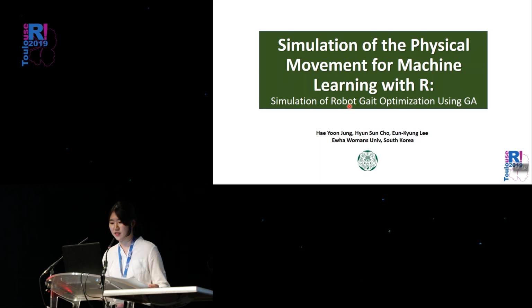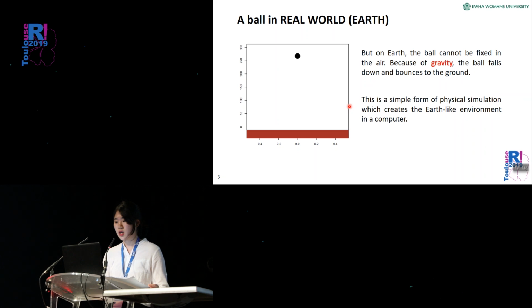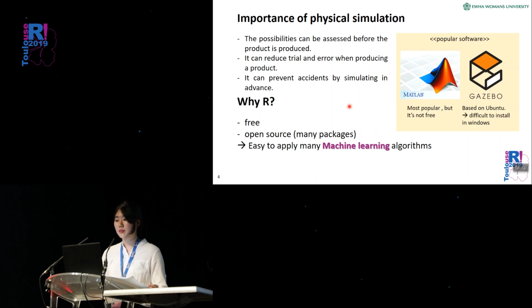Then let's get started. Suppose there is a ball in coordinate. When you fix the coordinate in R, the ball stays in that position. But on Earth, the balls cannot be fixed in the air because of gravity. The ball falls down and bounces to the ground. This is a simple form of physical simulation. Physical simulations are very useful in industry terms. Possibility can be assessed, and it can reduce trial and error, and it can also prevent accidents.